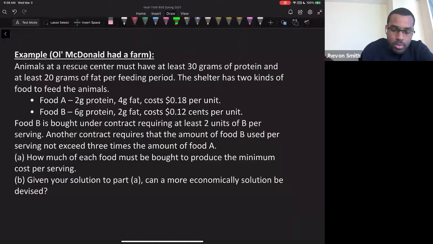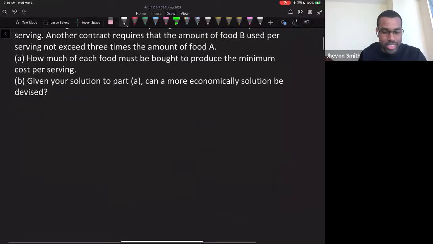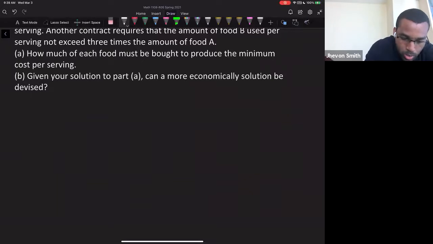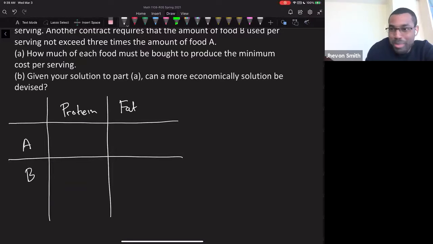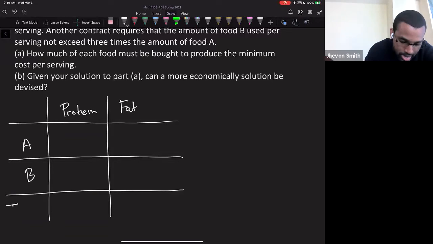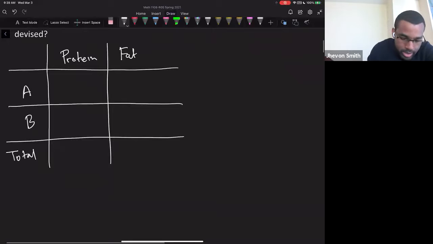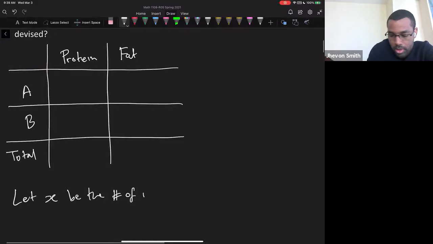So here, let's do that. Like I said, a lot of times with word problems, it's very useful to get away from all the words, so you put things in a table. Protein requirements are going to be important. Animals need to get a certain amount of protein. They also need a certain amount of fat. No one cares about how many carbs they're getting. That's fine. It would actually make the problem a lot more complicated. So there's food A, food B, and the total. Let's say I let X be the number of units of food A per serving.